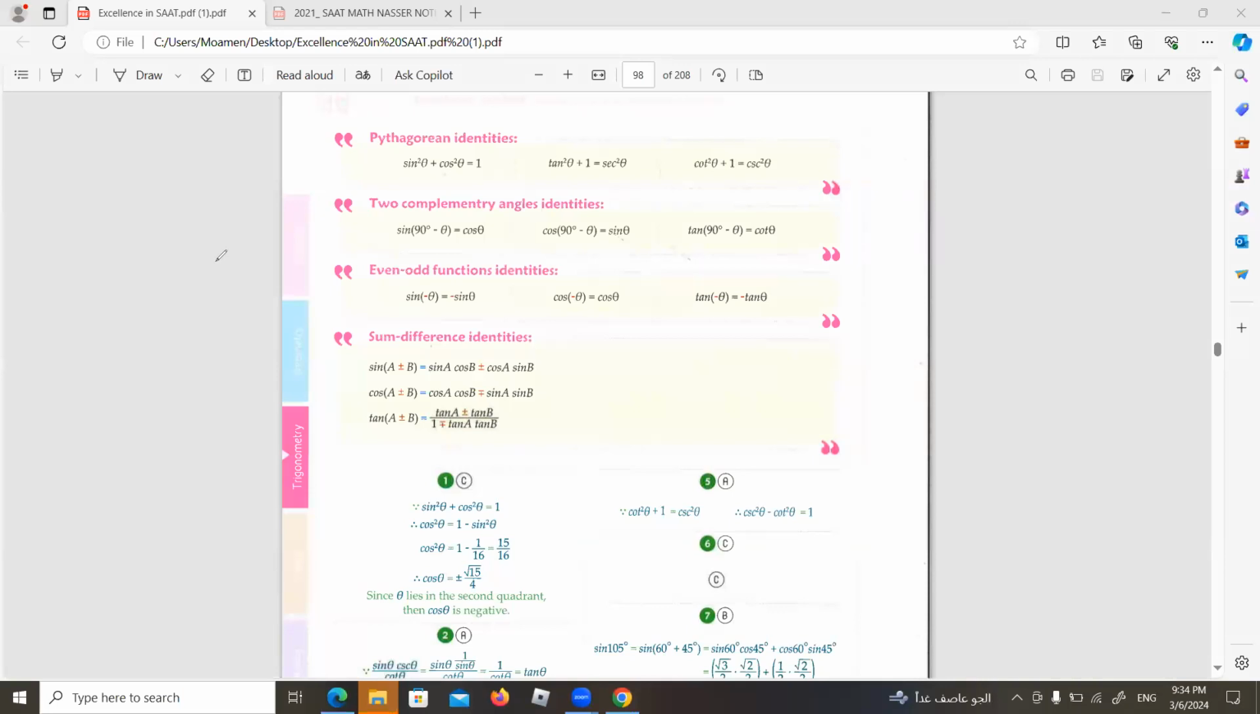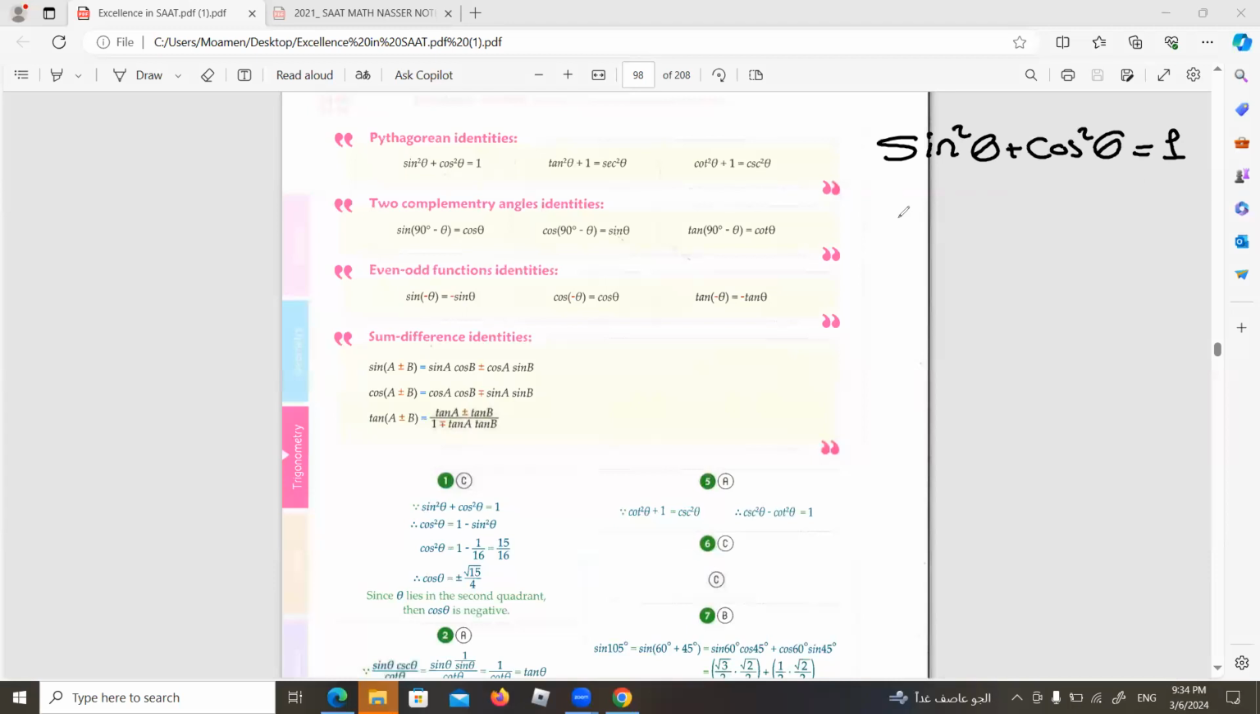We have to get the Pythagorean identity. Okay, as you see, yesterday we talked about the Pythagorean identity, and we have sine squared theta plus cosine squared theta equals 1.